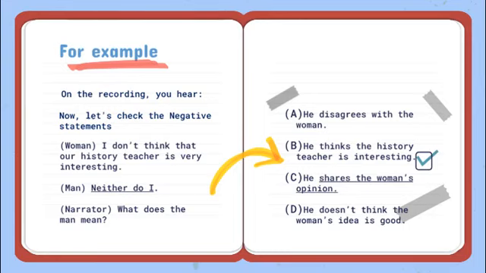The phrase, "neither do I," indicates agreement with a negative statement, indicating that the man shares the woman's viewpoint. Therefore, choice C is the optimal response. The popular phrases that demonstrate agreement are included in the accompanying chart. You need to become used to these idioms.